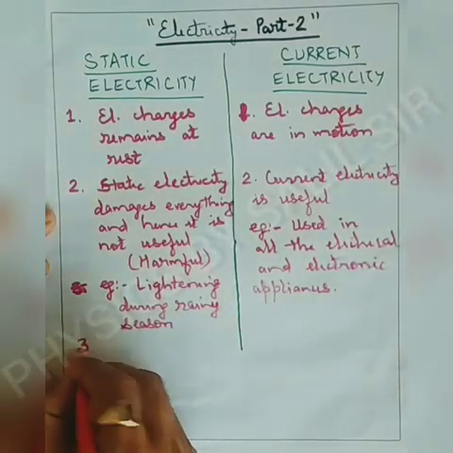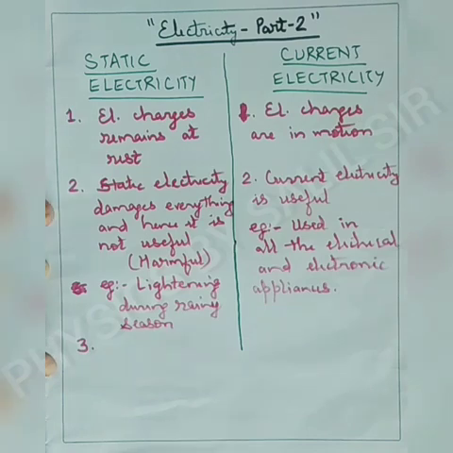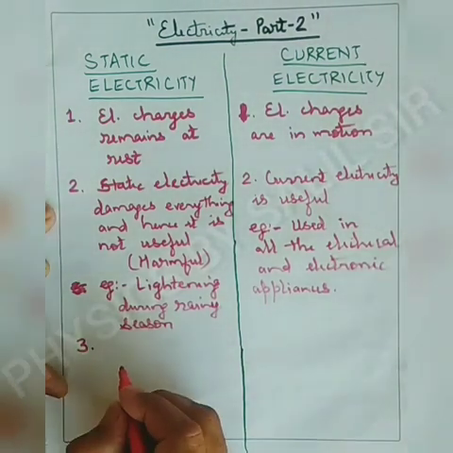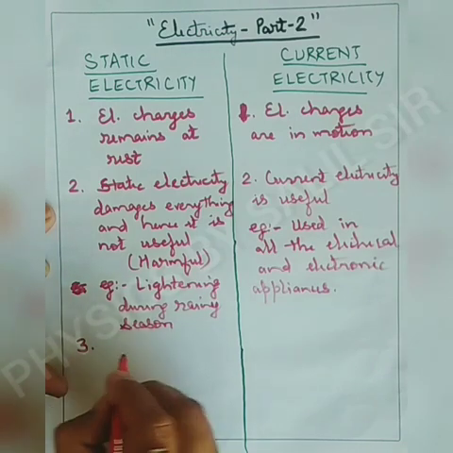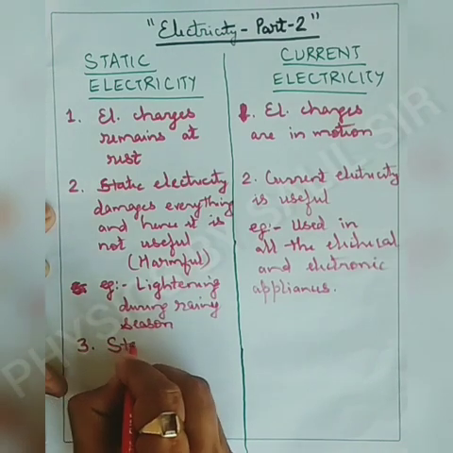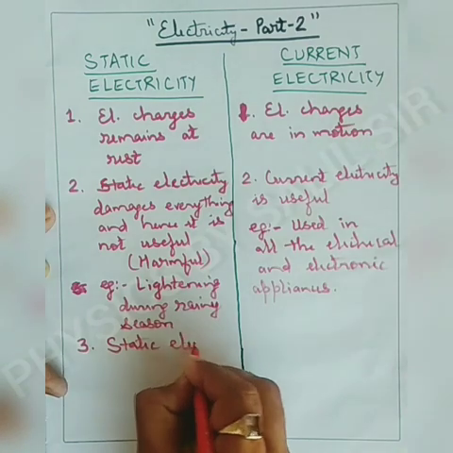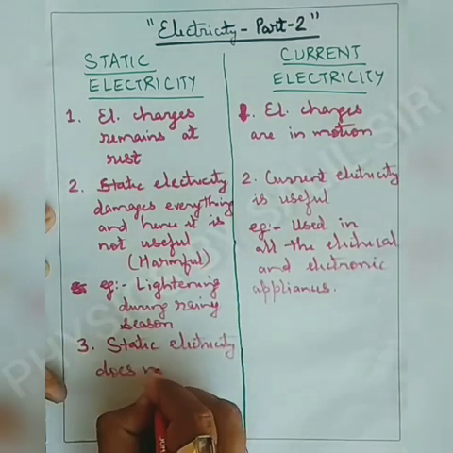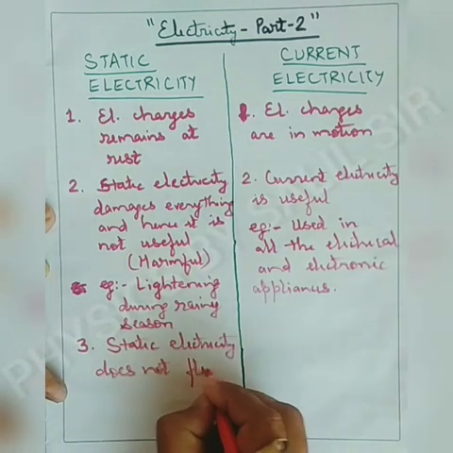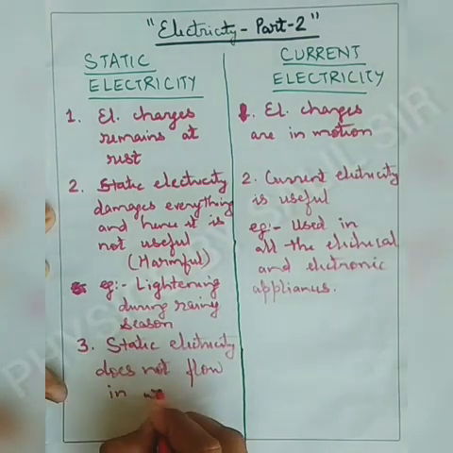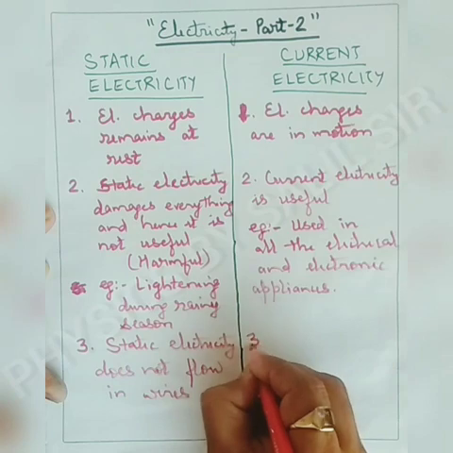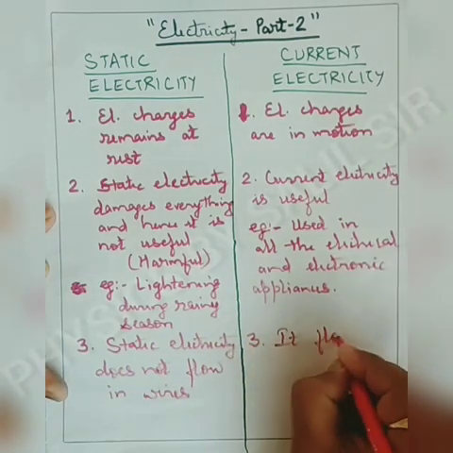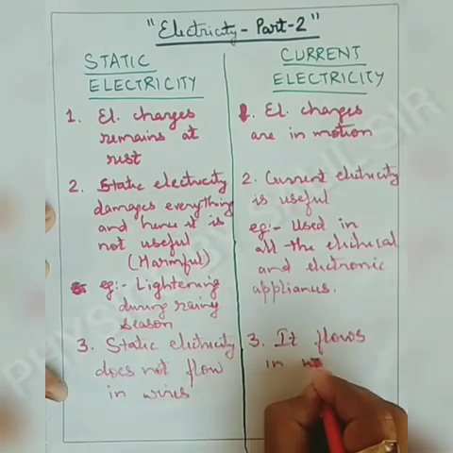Now the third difference is that static electricity does not flow in wires, but in case of current electricity, it flows in wires.